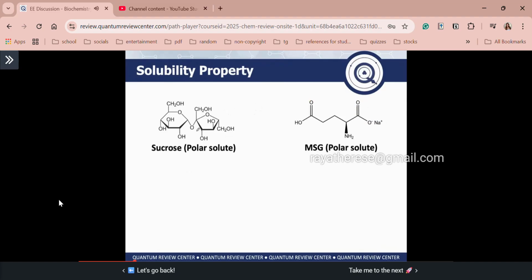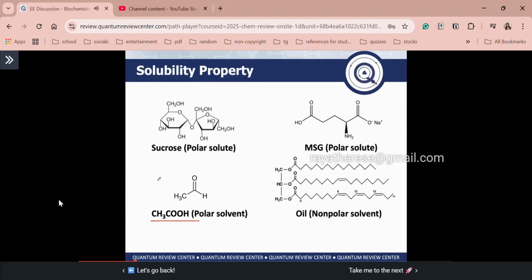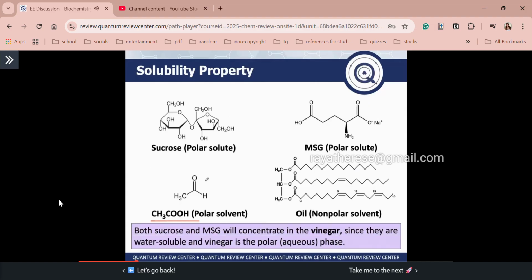Alright, so for our choice of solvents, again, vinegar's common component is acetic acid. Oil, of course, is made of fatty acids, right? As we have discussed in your lipids discussion. So here, class, is our answer. Both sucrose and MSG will concentrate in the vinegar since they are water-soluble because of their structural characteristics. And vinegar as well is polar, or it can be dissolved in the aqueous phase. So again, it is capable of bonding, or intermolecular forces of attraction, with our solutes. That's why our answer again is letter A.